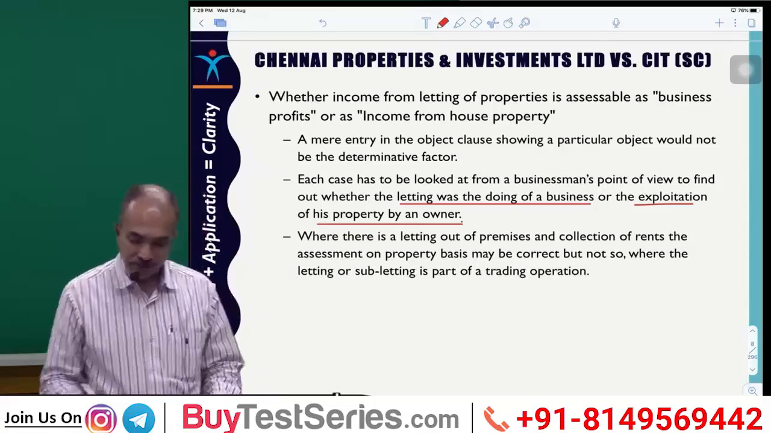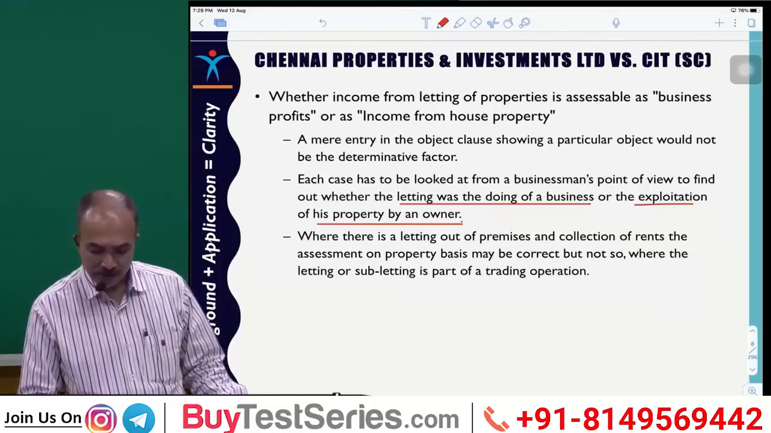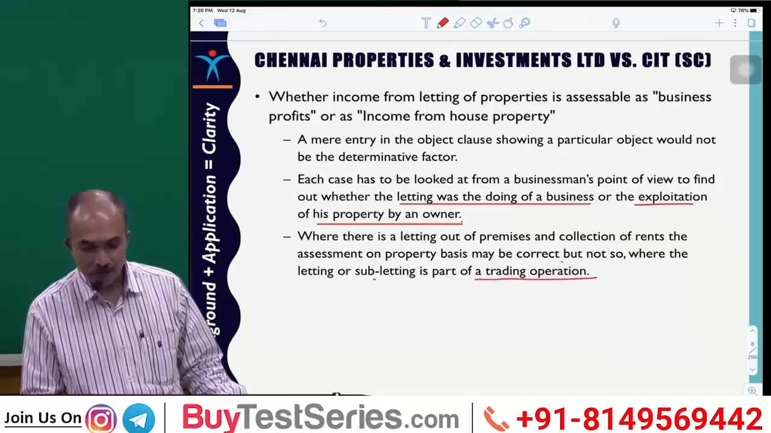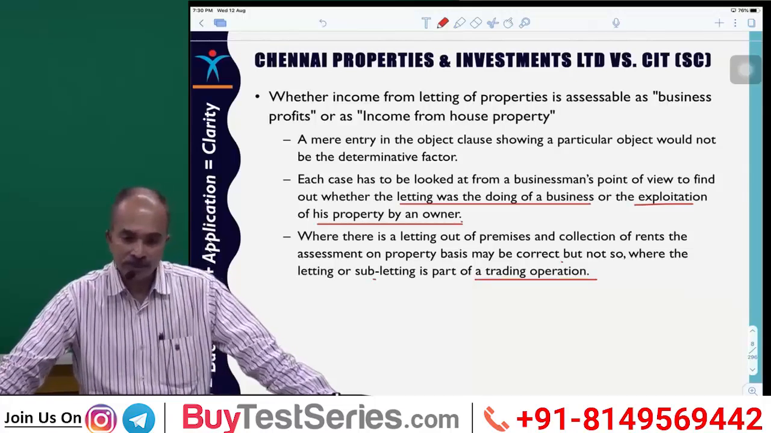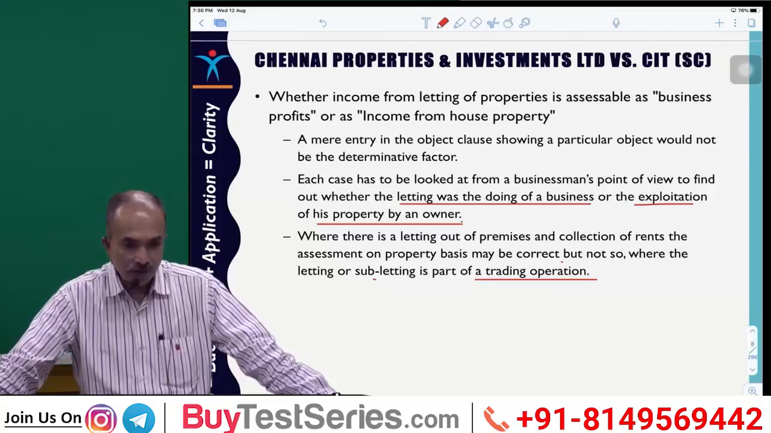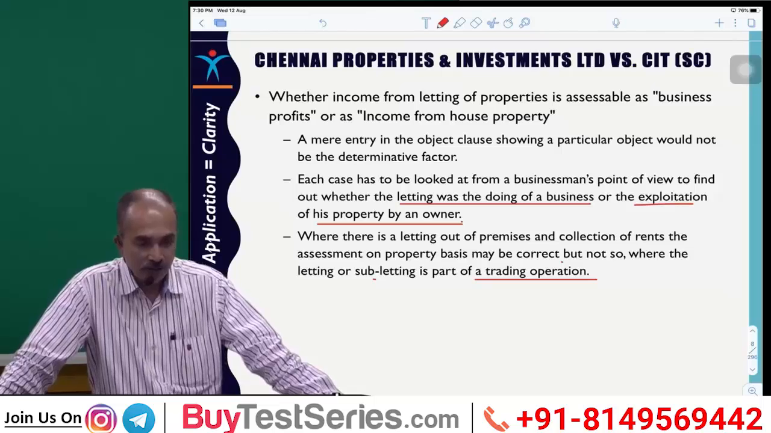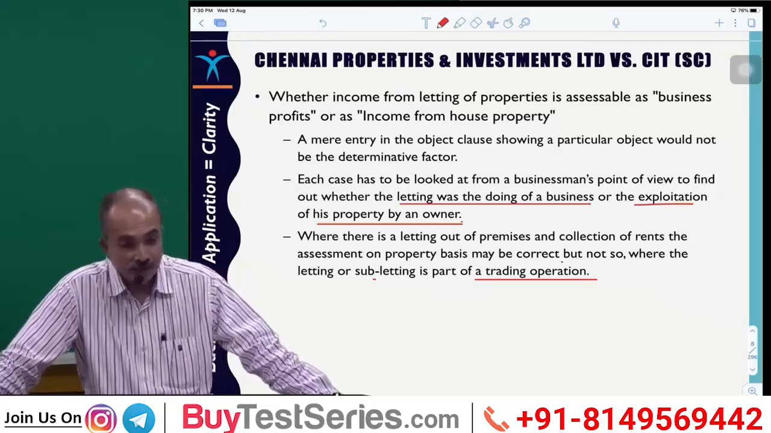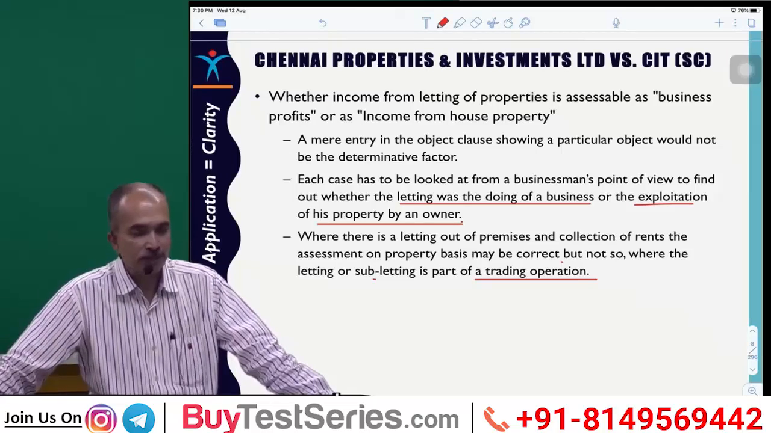Court said that whenever there is a letting out of property and the collection of rent, the assessment on property basis may be correct, but not so where letting or subletting is a part of trading operation. So, what is very interesting is Supreme Court has given a clear opinion. It is not automatically business. It is not automatically house property. The conduct of the taxpayer, the way in which he is running the activity will decide whether this can qualify under business or profession or whether this can qualify under house property.